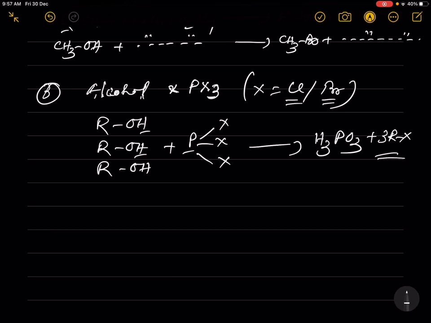Here we can prepare alkyl chloride by treating with phosphorus pentachloride.